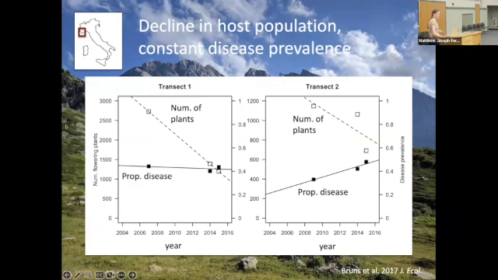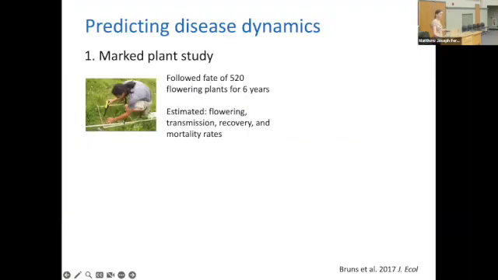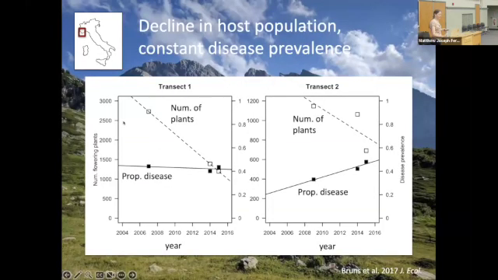So the number of plants shown here on the left axis in these dashed lines has been dramatically decreasing over time. But the proportion of disease, shown here on the right axis and in the black line, that's been sort of rock steady at 40% or even increasing in transect 2. So it really sort of looked to us like maybe this is a case where disease is really going to tank the host population. But of course, we can't predict something with just phenomenological data.